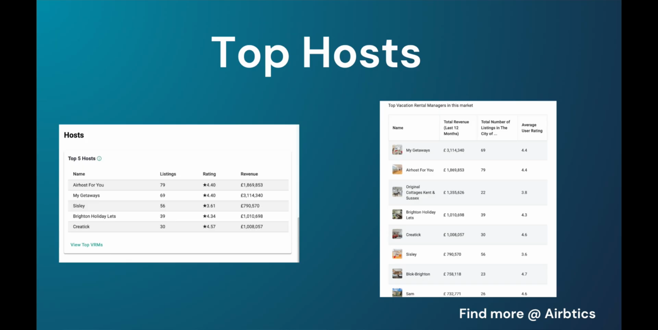Top host data allows you to see the performance of professional hosts in your market. Those are the guys with a lot of units, so it's good to know what they are up to. Both AirDNA and Airbtics show this data. It shows how many listings each of the hosts have in their market and what their average occupancy rate is. Although AirDNA only shows the top 5 hosts, and Airbtics shows all the hosts in the market.